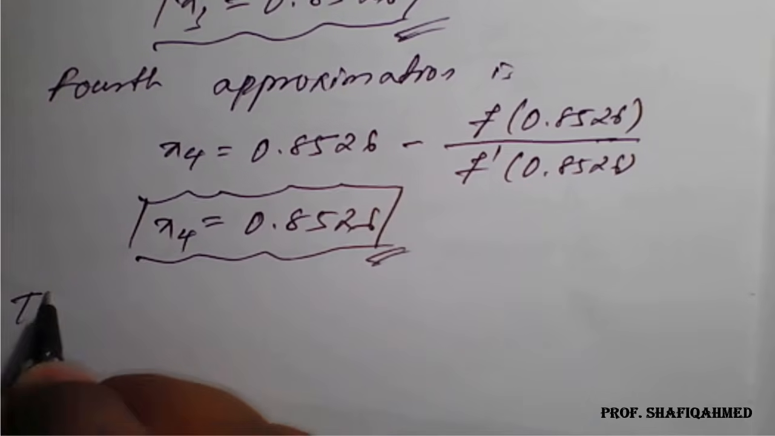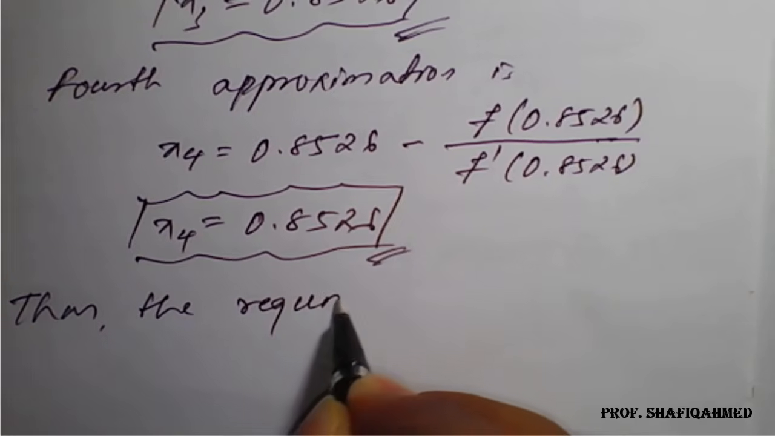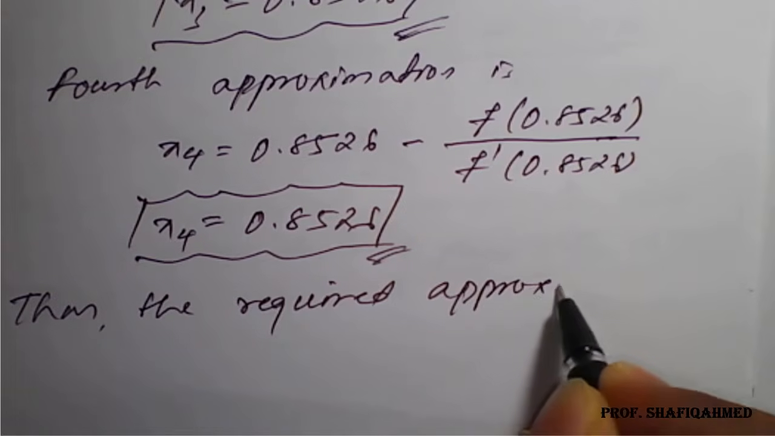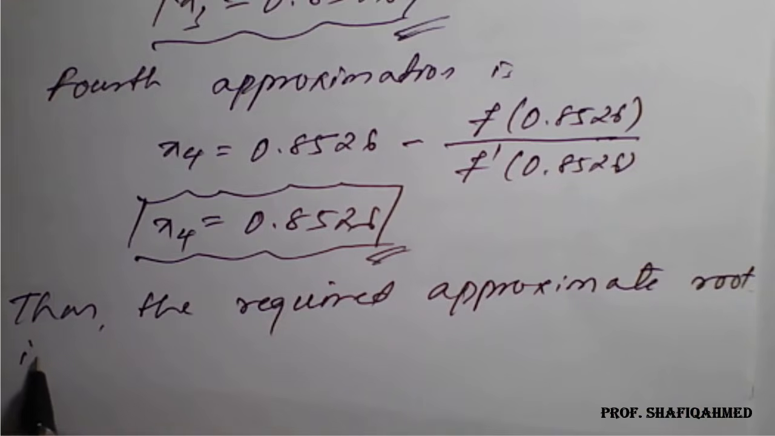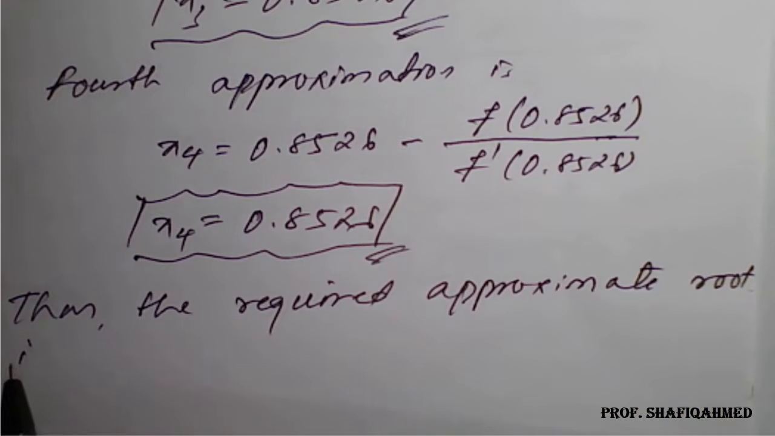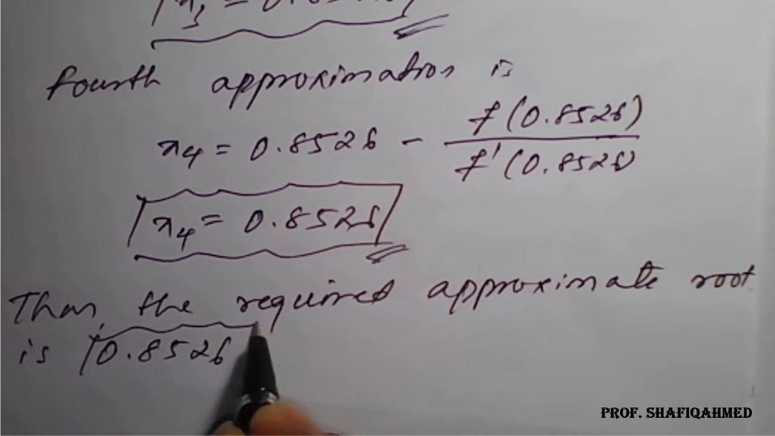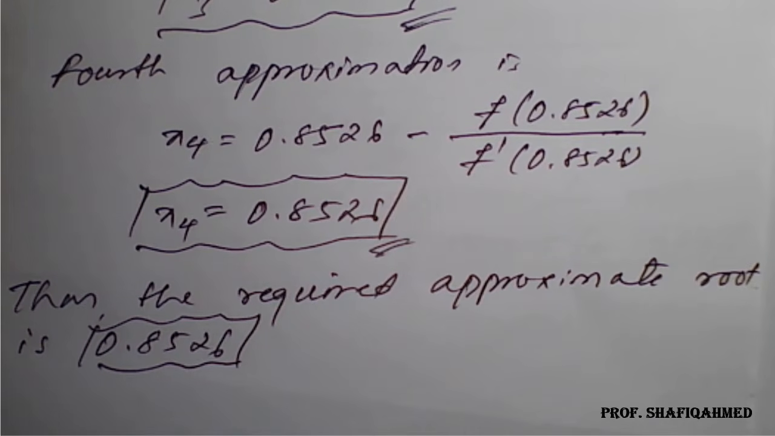Thus the required approximate root is 0.8526. In this way we need to solve a problem based on the Newton-Raphson method for the given equation.